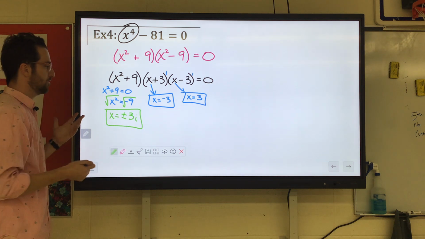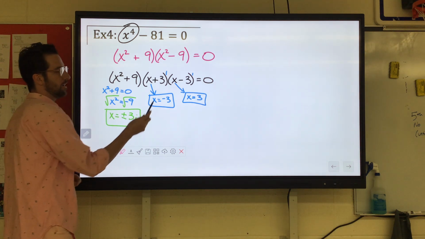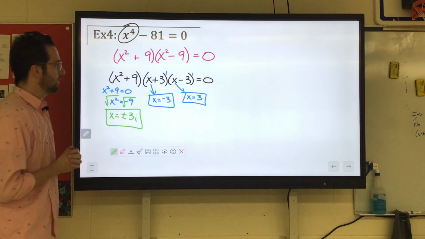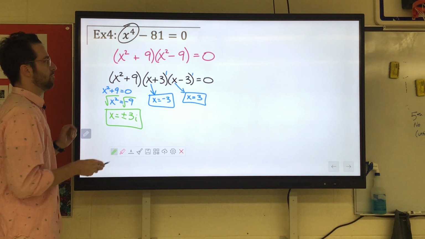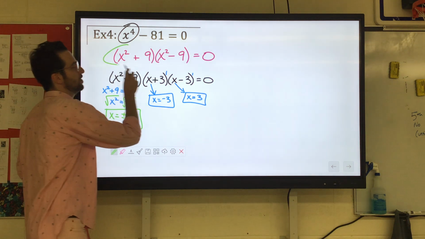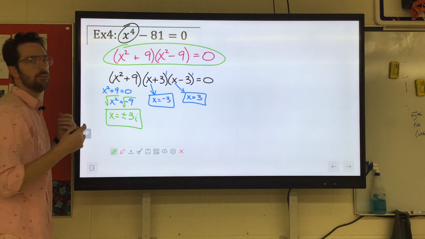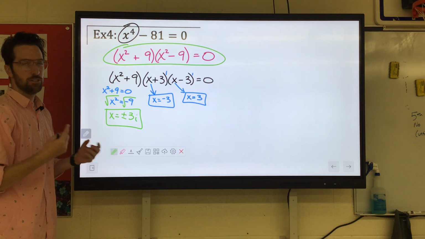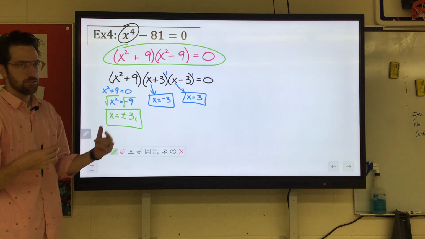There are our 4 solutions. Positive 3i, negative 3i, negative 3, positive 3. Whew. Brutal. Now, I was starting to say this earlier, but technically on this pink step, you could start solving from there. If you were just solving it, that would be fine. But when you're graphing, you're probably going to want to factor it out all the way.